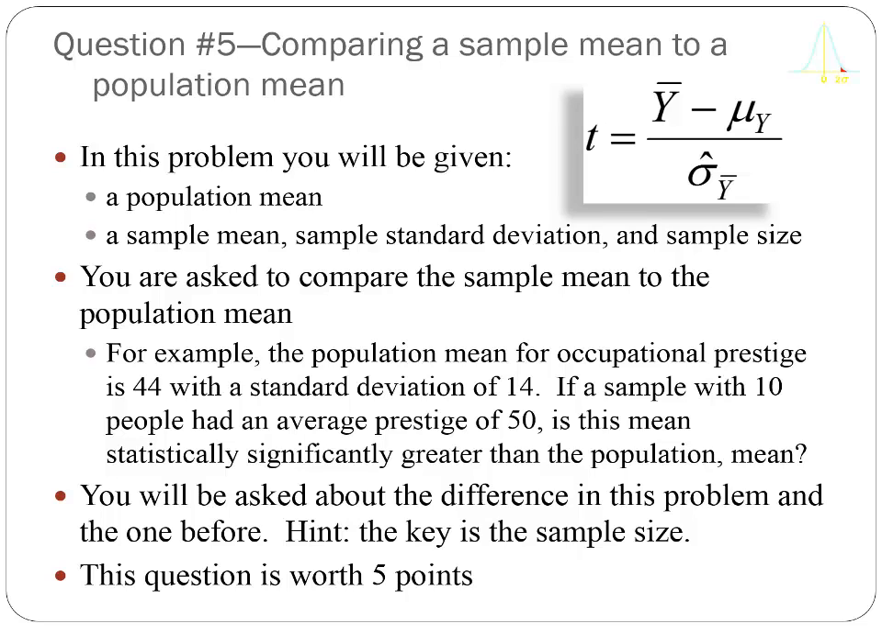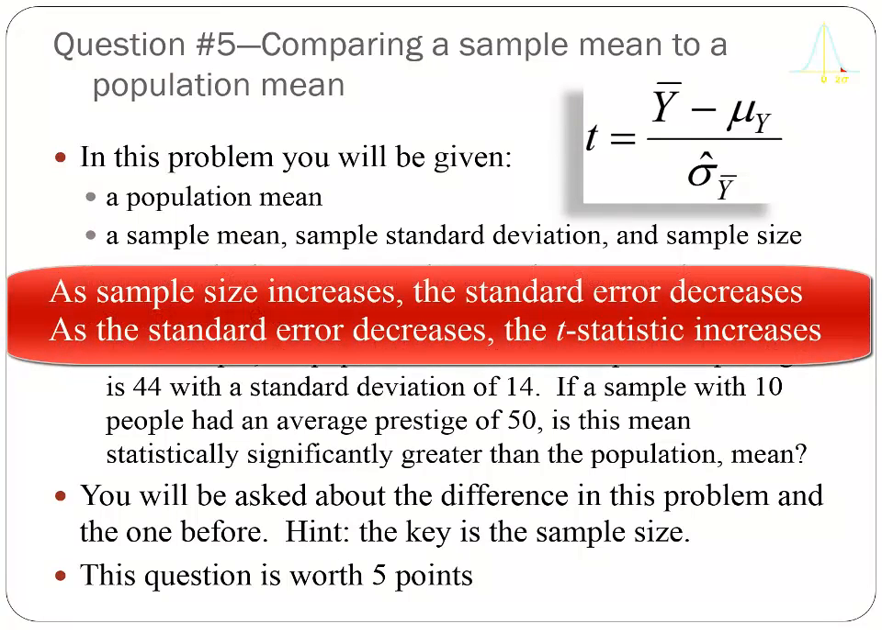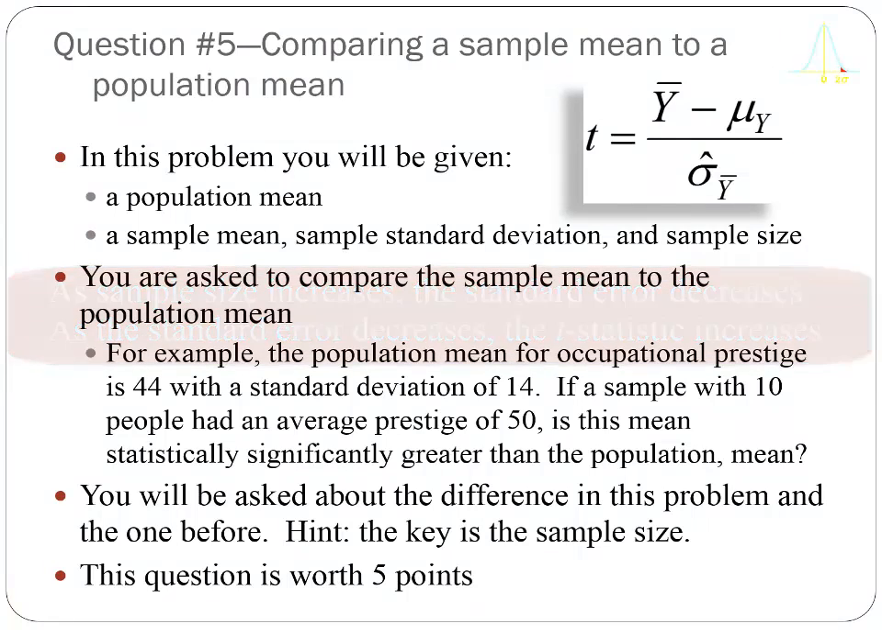Question number 5 is identical to question number 4. The only difference is the sample size. So instead of having a sample of size 10, we have a sample of size 100. This question is going to ask you to do the same thing that the question before did, but we're also going to ask you why the difference in these two test statistics. My major hint here is to go back and review how sample size affects your standard error and how the size of the standard error affects the size of t. If you understand those concepts, you'll be able to answer this question fairly easily.